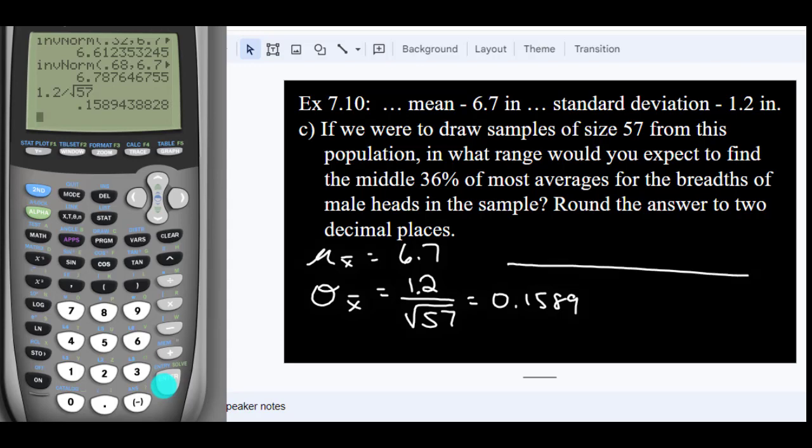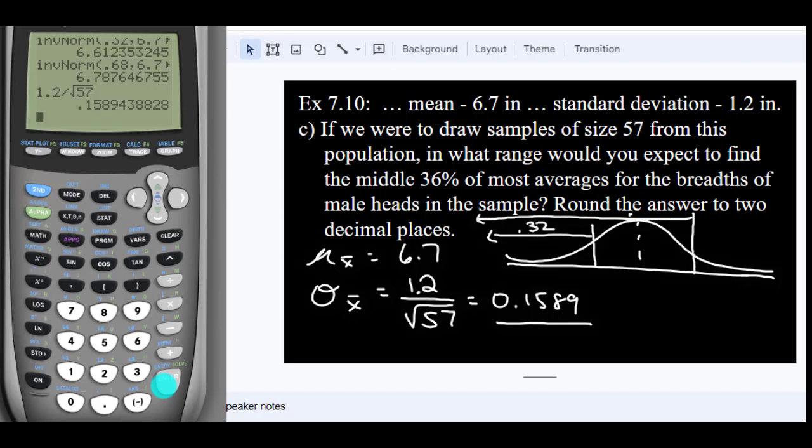Our picture is actually the same. The only difference is that we're going to have a different standard deviation now. So we're still going to have, just going back to your previous picture, the 0.32 for this part and the 0.68 for this part. So second variables down to inverse normal. In fact, I'm going to just do this one first. So 0.68 we've already got, 6.7 we've already got, but our standard deviation is now 0.1589. Paste it, hit enter.